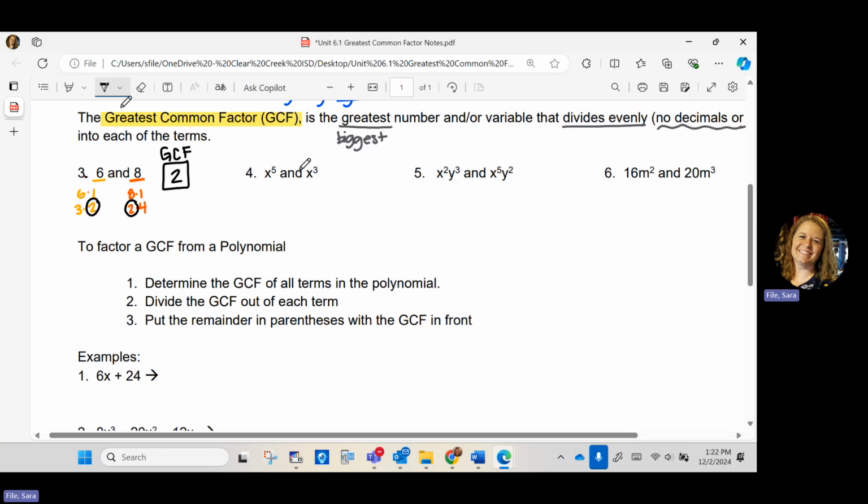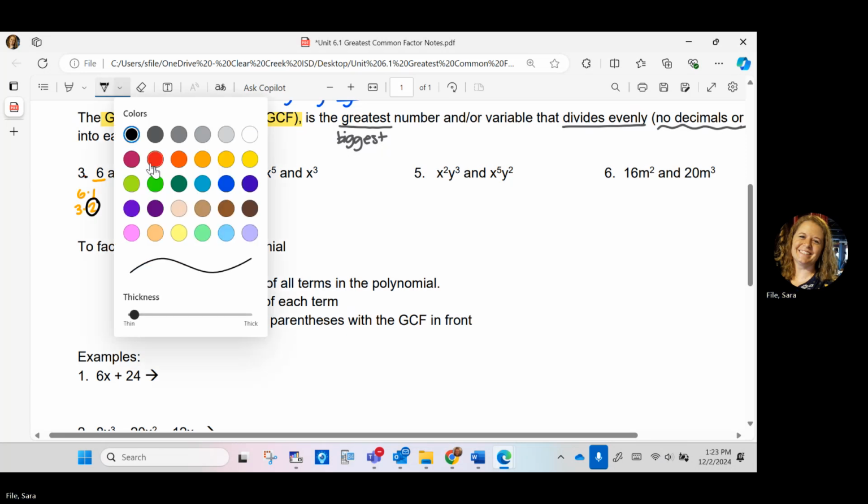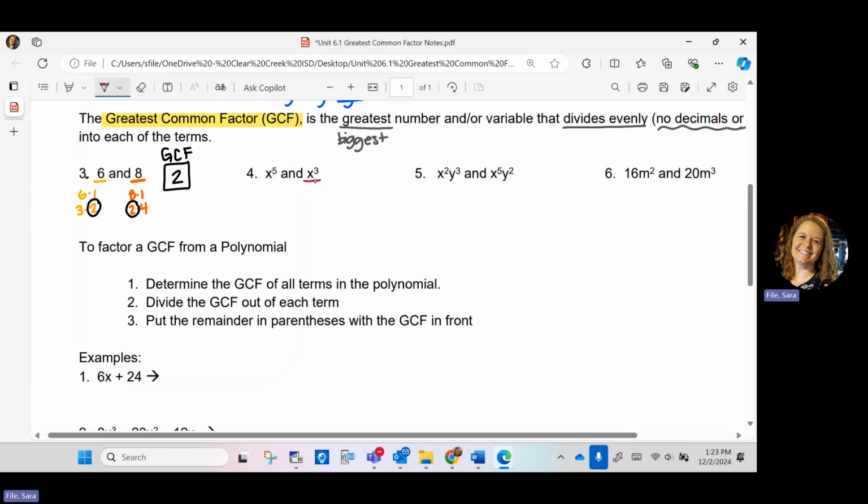Okay, what about in number 4 here? Now I'm not dealing with numbers or coefficients or constants. I'm dealing with variables, so we have to remember our exponent rules. When I have exponents, x to the 5th and x cubed, the greatest exponent that I can divide out of both of those is actually going to be the smallest exponent of the group. So I could divide both of these by x cubed, couldn't I?